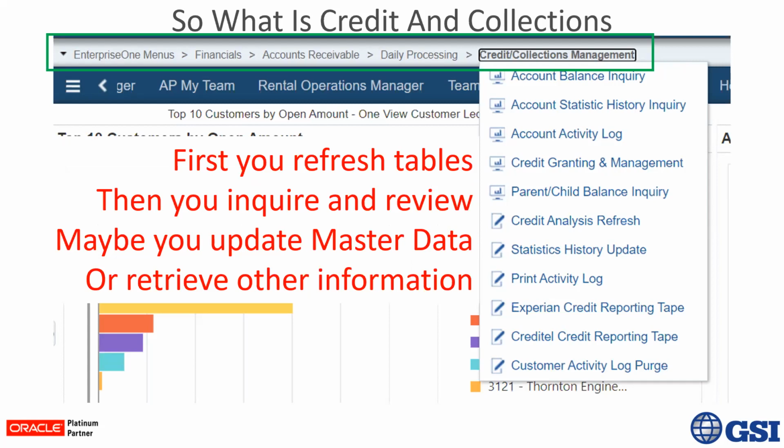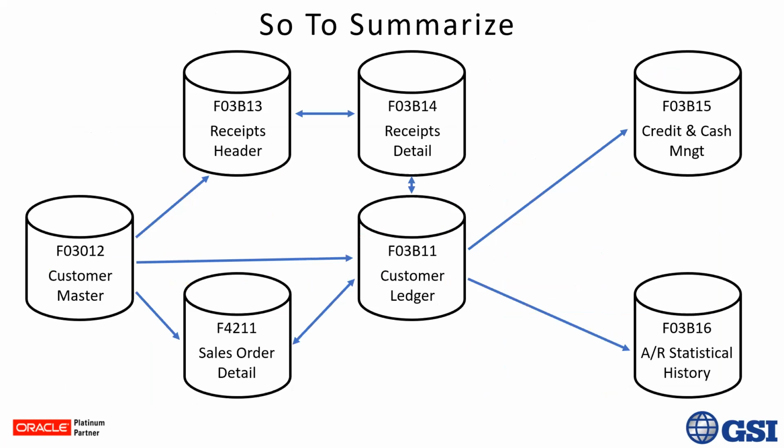Maybe I need to update credit and do credit granting and management, or maybe I need to report out to Experian or Creditel or some other places. But basically, that's it. And when I do this, to summarize, the system is taking information from the customer, processing cash receipts, doing sales orders, manipulating the customer ledger table. And when I run those refresh jobs, I'm creating these other tables with data for me to look at.